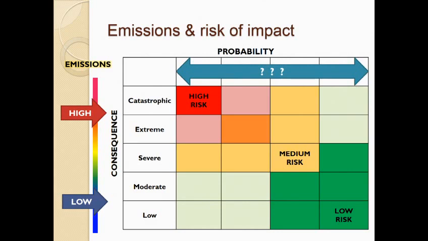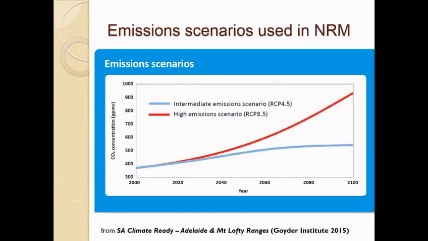We've seen all sorts of graphs already this morning, even in the previous presentation, that show very severe and potentially catastrophic things happening under the high emissions case. Are those likely? Are they very likely? Are they only hypothetical? Let's look at the two scenarios that are mainly used in the projections for South Australia at least. RCP8.5 is the red one. RCP4.5 is what's being called the intermediate scenario.